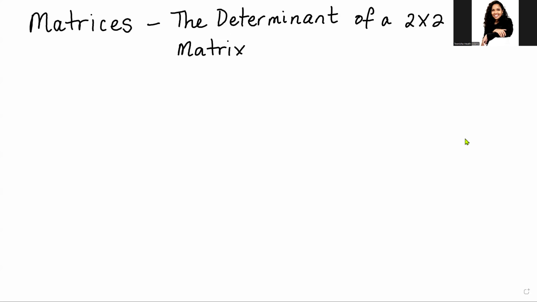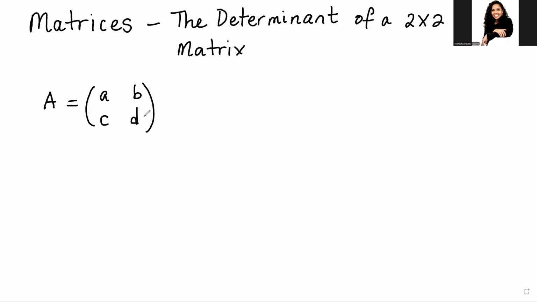Today we're going to continue with matrices and we're going to learn about the determinant of a 2 by 2 matrix, the adjoint of a 2 by 2 matrix, and ultimately how to find the inverse of a 2 by 2 matrix. So you may recall a 2 by 2 matrix is a matrix that has two rows and two columns. So say you have a matrix A, and let's say A is a, b, c, d.